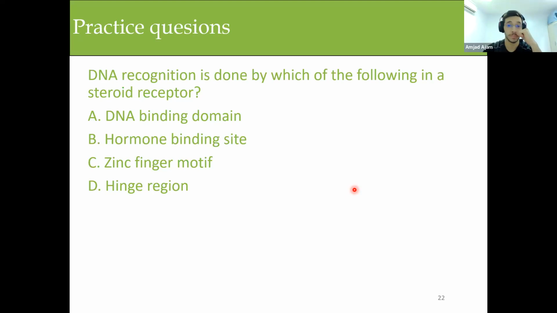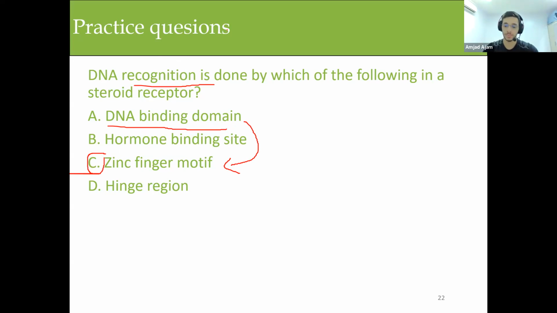First question. DNA recognition is done by which of the following in a steroid receptor? DNA binding domain, hormone binding, zinc finger motif, or hinge region? Let me take the pen. So we are saying what the recognition. Recognition is done by a zinc finger motif, and this is high yield information you have to know. Now, DNA binding domain, it binds to DNA. However, the one that recognizes the DNA is the zinc finger motif. And remember that the DNA binding domain contains the zinc finger motif, and this zinc finger will recognize the DNA and bind to it.